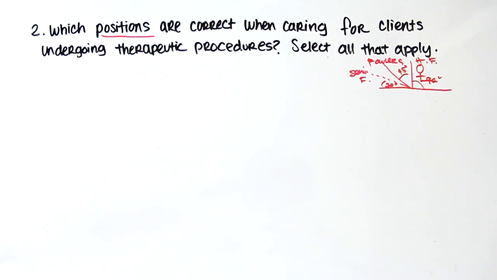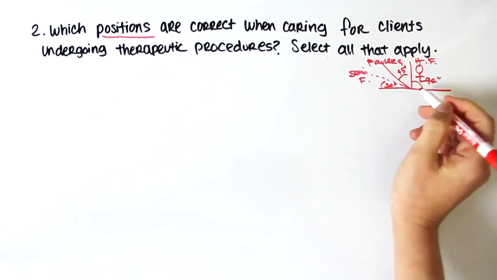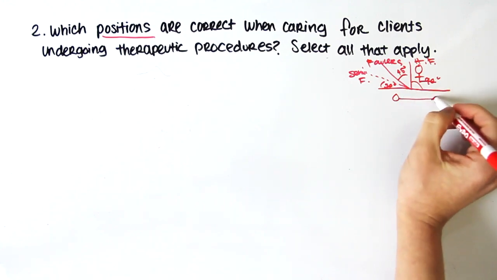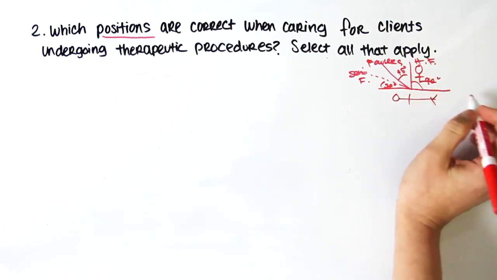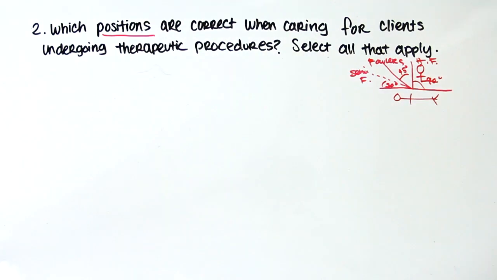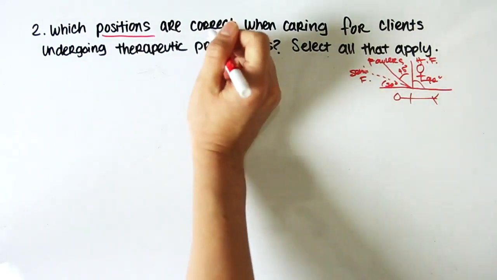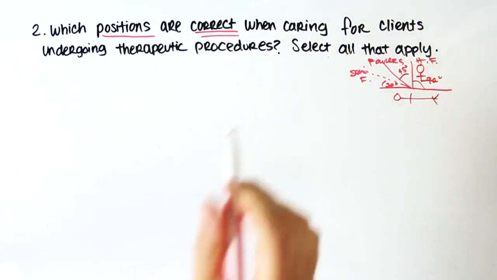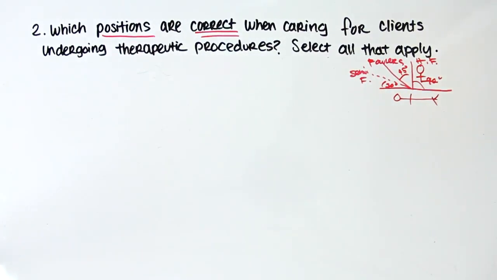And then what else do we have? That's like the main ones. Supine position, prone, lying flat, and I'm pretty sure there's a lot more that we have covered in nursing school, right guys? But these are a few of the main ones. Now that we wrote down what we know about the topic, what is the question asking? Which positions are correct when caring for clients undergoing therapeutic procedures?